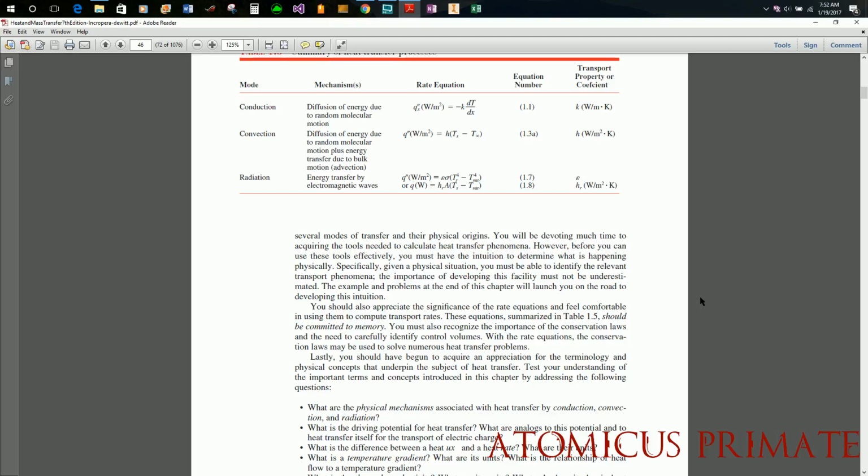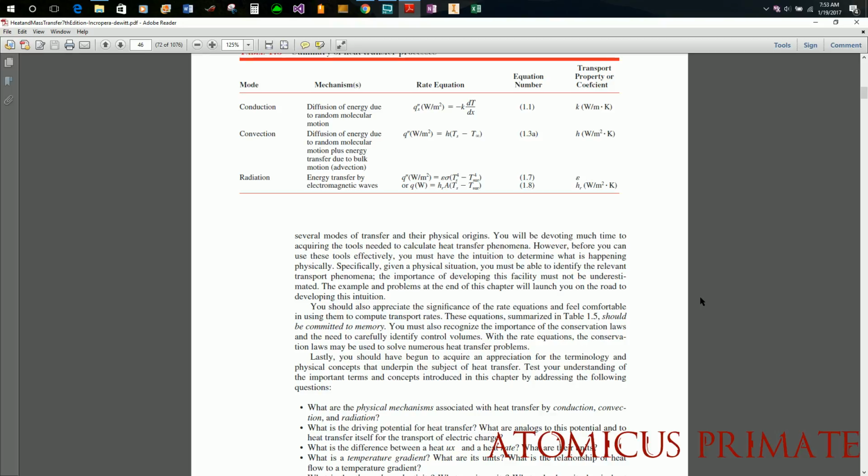Specifically, given a physical situation, you must be able to identify the relevant transport phenomena. The importance of developing this facility must not be underestimated. The example and problems at the end of this chapter will launch you on the road to developing this intuition. You should also appreciate the significance of the rate equations and feel comfortable in using them to compute transport rates.